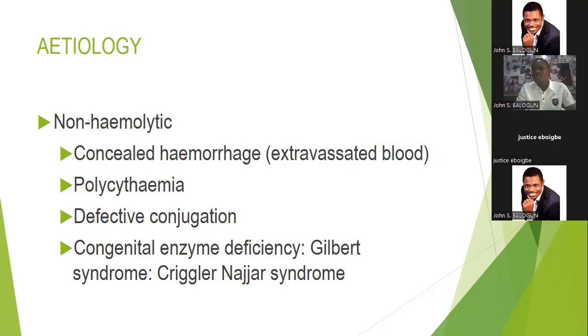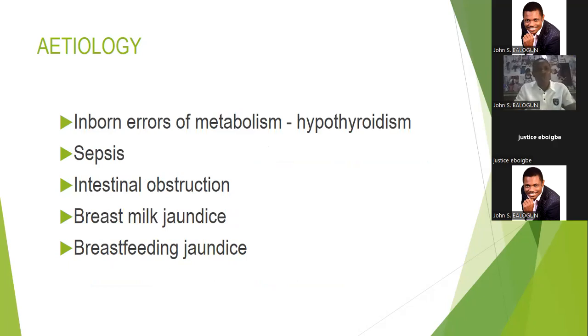Type 2, on its own, has about 10% activity of the conjugating enzyme, such that when you give them phenobarbital, it serves as an enzyme inducer, so it can help them to conjugate better. So now, let's go to other causes, such as inborn errors of metabolism.